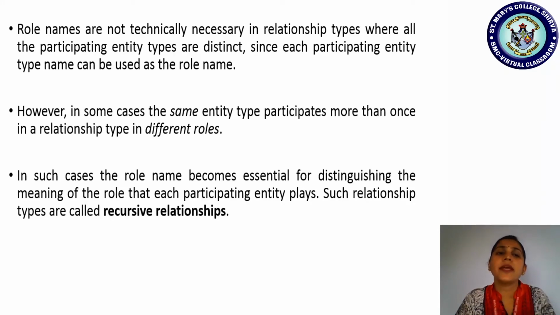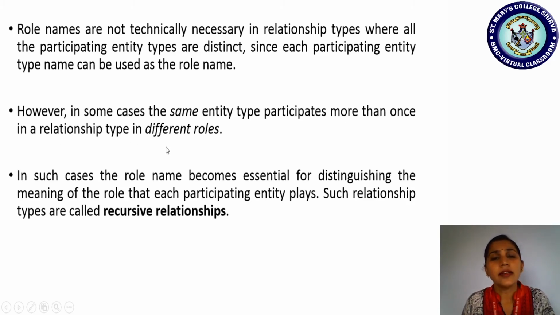All the entity types are distinct, since each participating entity type name can be used as a role name. So the entity type name itself can be considered a role name. No need to give a special role name in the representation. However, in some cases, the same entity type participates more than once in a relationship type in different roles.